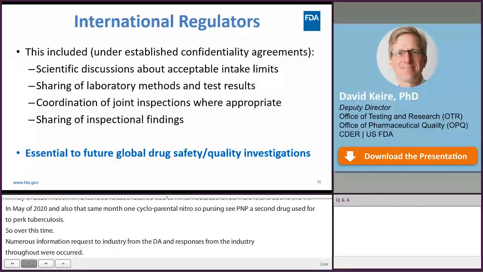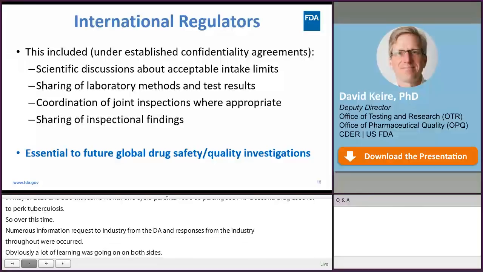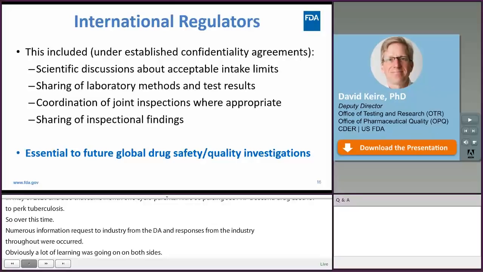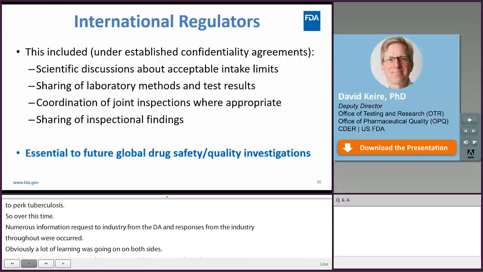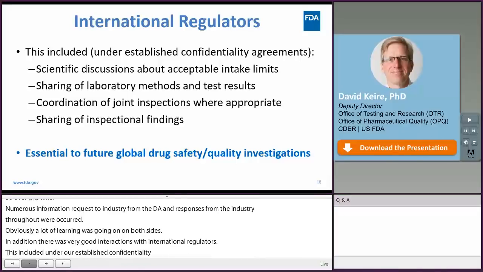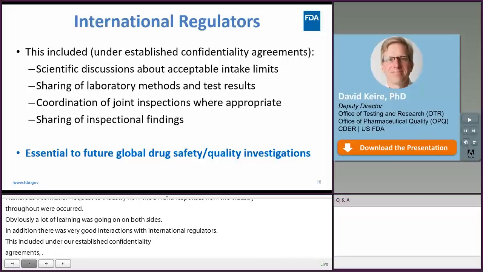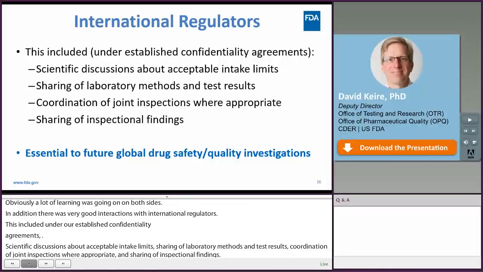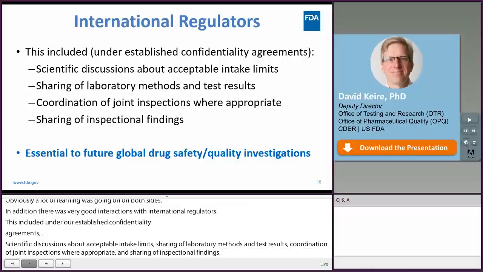In addition, there were very good interactions with international regulators. This included, under our established confidentiality agreement, scientific discussions about acceptable intake limits, sharing laboratory methods and results, coordination of joint inspections where appropriate, and sharing of inspectional findings. And really, the global nature of the drug supply chain makes this kind of interaction essential to any future global drug safety quality investigations. They were very, very helpful in this regard.